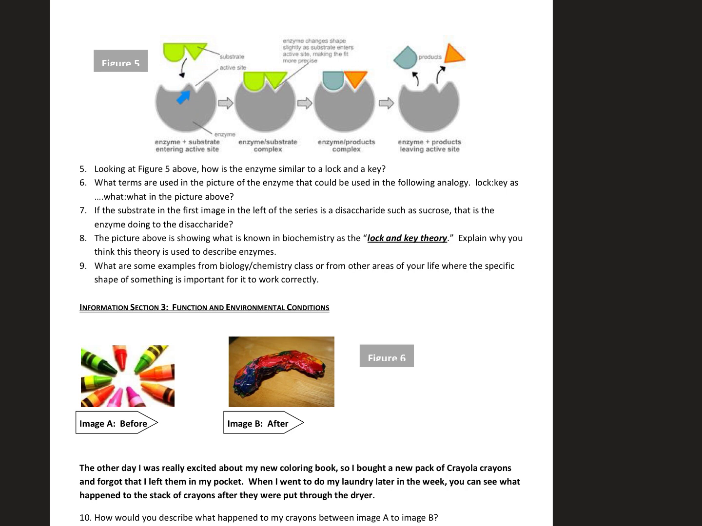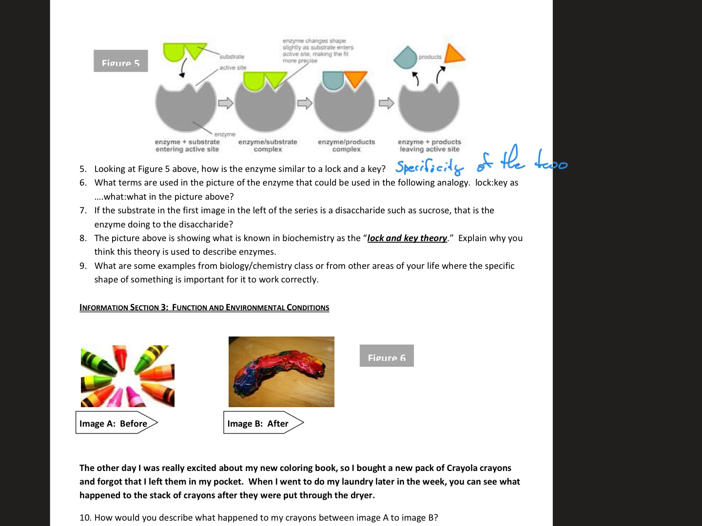The lock and key analogy is that the two shapes fit perfectly, and they're very specific. So the similarity is the specificity of the two things. In this case, substrate and enzyme.